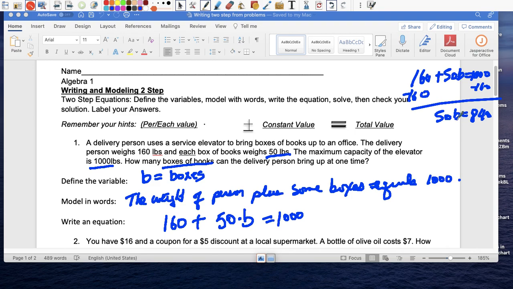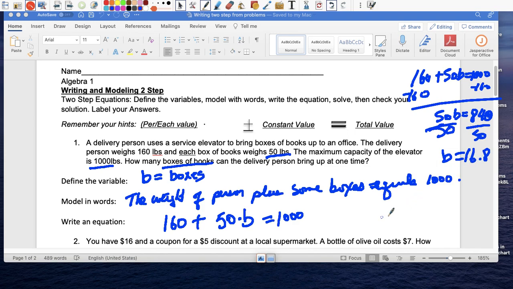So if you have 50-pound boxes, how many of those can you put in the elevator? If the capacity of the elevator is 840, because we have to adjust, right? We have to subtract the weight of the delivery guy. So now just divide both sides by 50. And the number of boxes, the magical number, if you do 840 divided by 50, it says 16.8. 16 boxes and 8/10 of the next one.